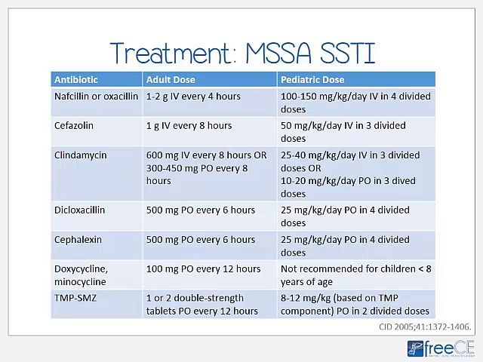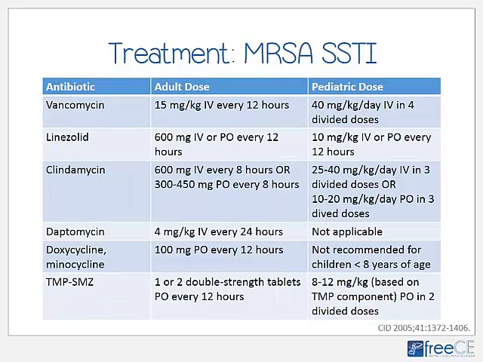So those are the regimens that are recommended in CID, and we'll talk about some updates to those in just a few slides. The treatment options you have for methicillin-resistant Staph aureus now are intravenous options. The slide is set up the same in terms of the antibiotics, the adult dose, and then the pediatric dose: vancomycin, linezolid, clindamycin, and daptomycin in terms of our IV formulations that we have available.